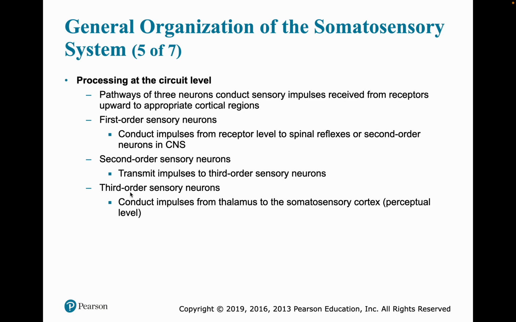At the circuit level, pathways of 3 neurons conduct sensory impulses from receptors upward to appropriate cortical regions, and we'll give these first order, second order, and third order names. First order sensory neurons take impulses from the receptor level to spinal reflexes or to second order neurons within the central nervous system. A second order neuron will pick it up there and transmit the impulses to third order sensory neurons. Those third order sensory neurons will conduct that impulse from the thalamus to the somatosensory cortex. This is where we get our perceptual level.